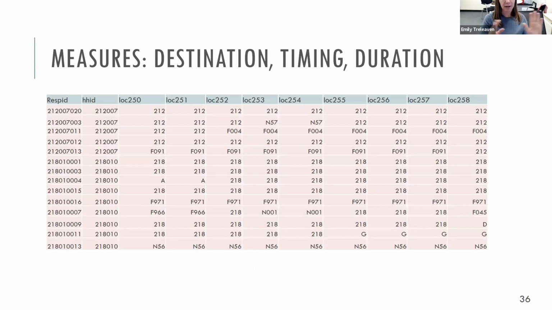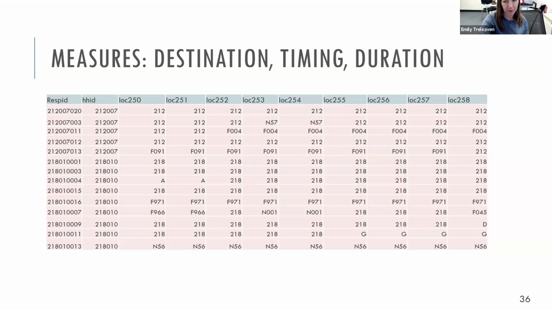So this is a made-up example, using made-up ID numbers. And I'm showing here the location variables for months 250 to 258. So of course, in the real registry, these would go on after month 250, 259 and onwards, and then we would have monthly variables for months 1 to 249 as well.